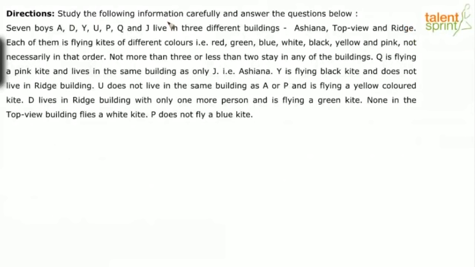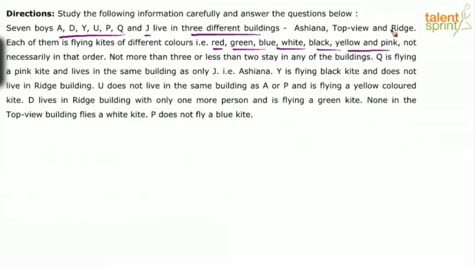So it says study the following information carefully and answer the questions below. 7 boys A, D, Y, U, P, Q and J live in 3 different buildings: Ashiana, Top View and Ridge. Each of them is flying kites of different colors: red, green, blue, white, black, yellow and pink, not necessarily in that order, right? So basically we have got 7 boys A, D, Y, U, P, Q and J and 7 different colors. So we have to assign a color to each of these boys, right? 7 different colors. And there are 3 different buildings: Ashiana, Top View and Ridge.